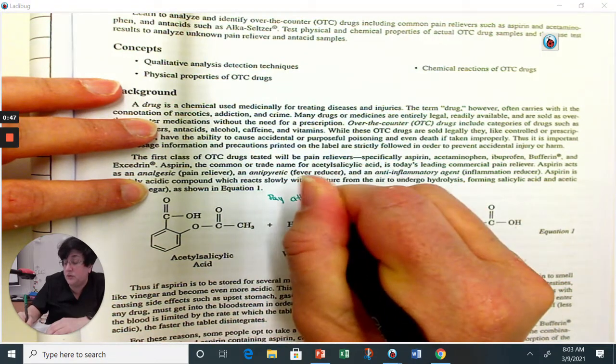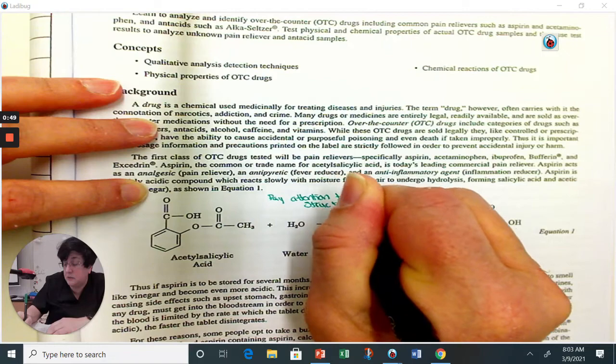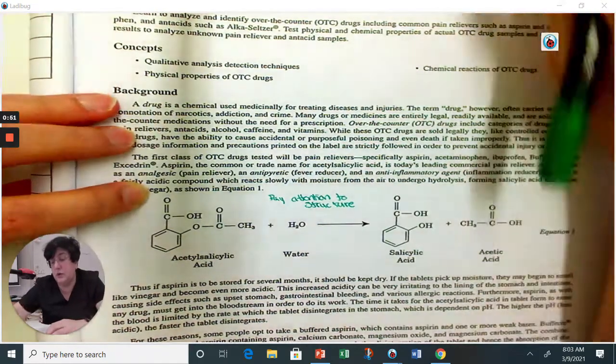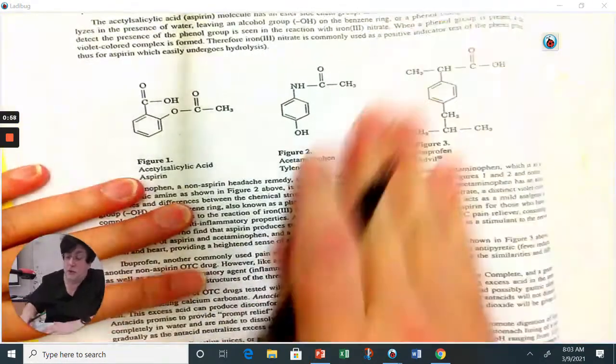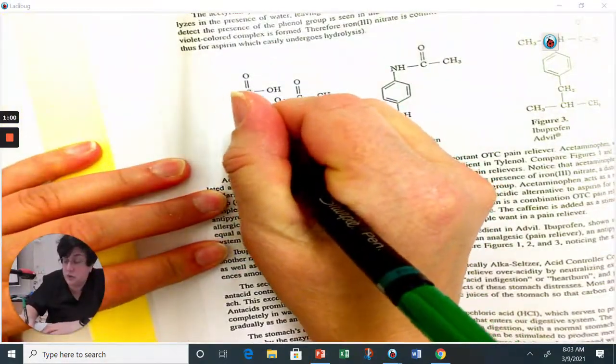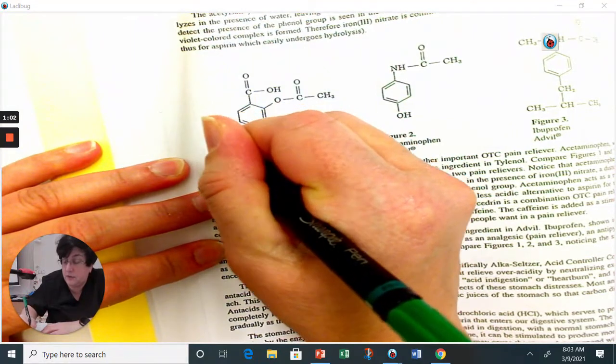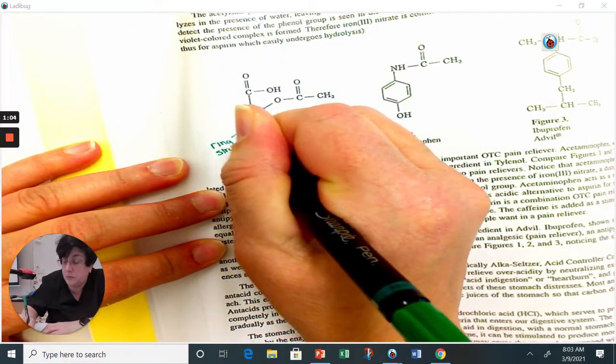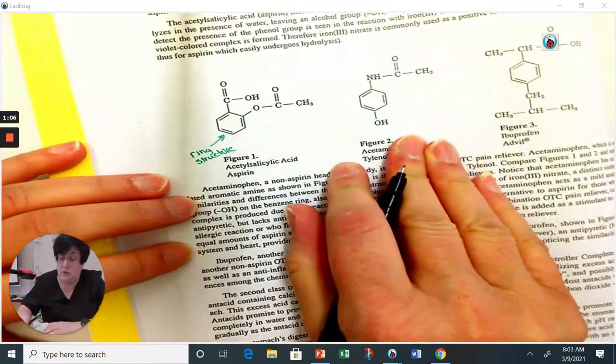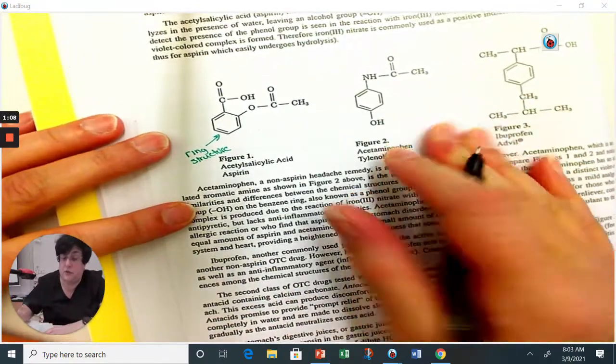They ask you what's similar and what isn't. If you look at some of the structures over here, what is similar is this ring structure. They all have these ring structures, and they all have things off of the ring. What is different is what's off the ring.